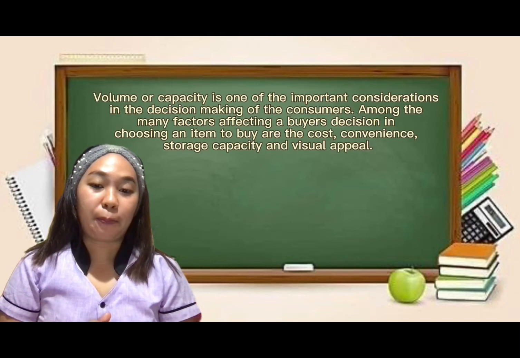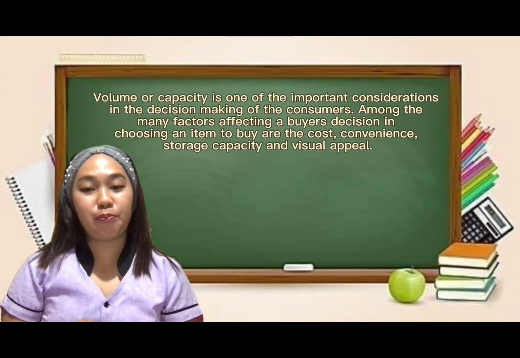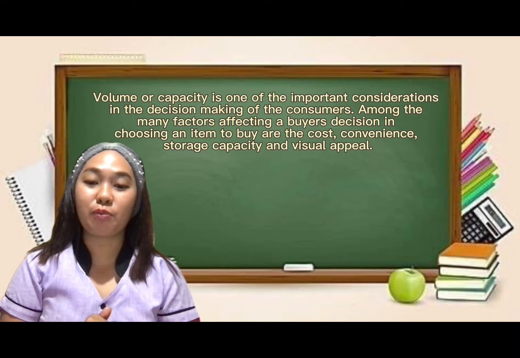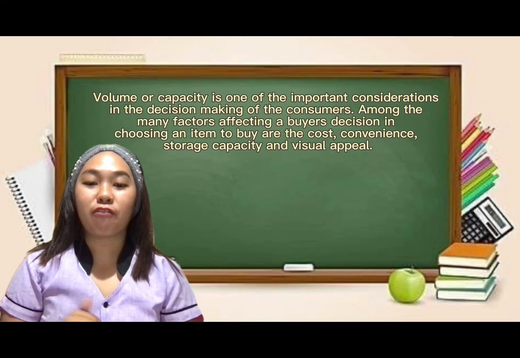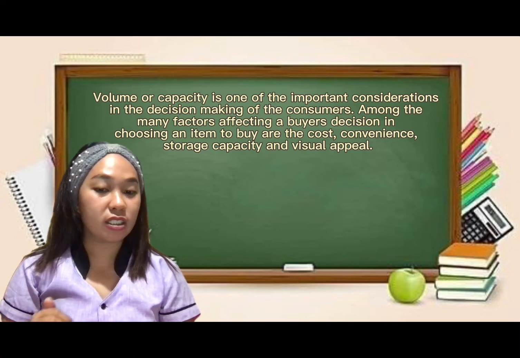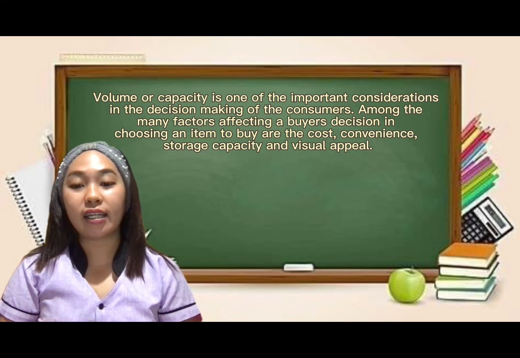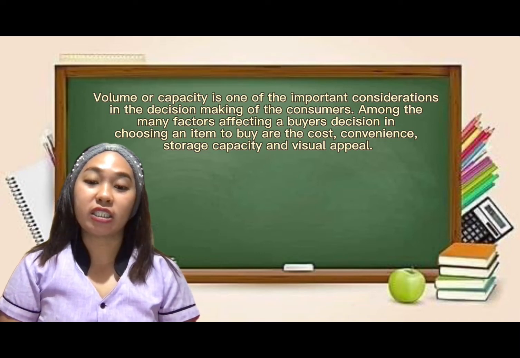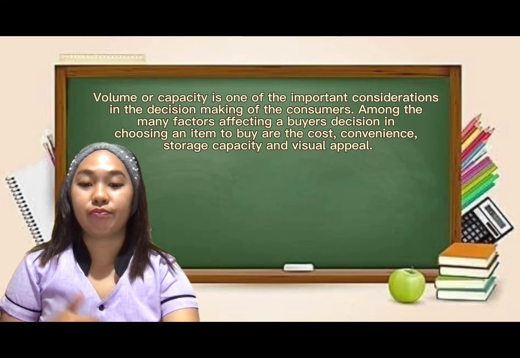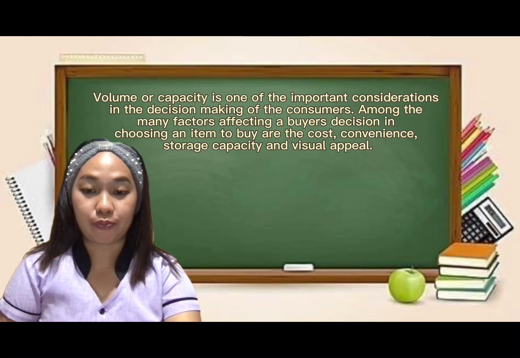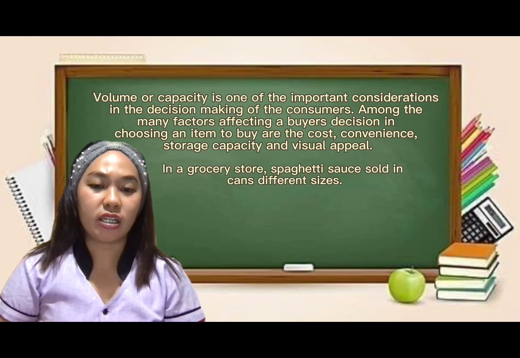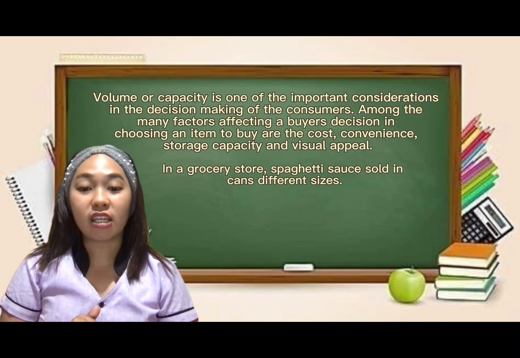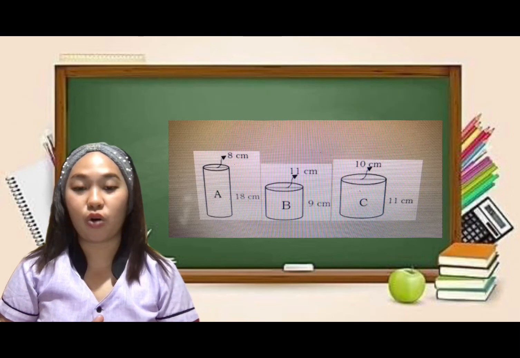Volume or capacity is one of the important considerations in the decision-making of consumers. Among the many factors affecting a buyer's decision in choosing an item to buy are the cost, convenience, storage capacity, and visual appeal. In a grocery store, spaghetti sauce is sold in cans of different sizes as shown.